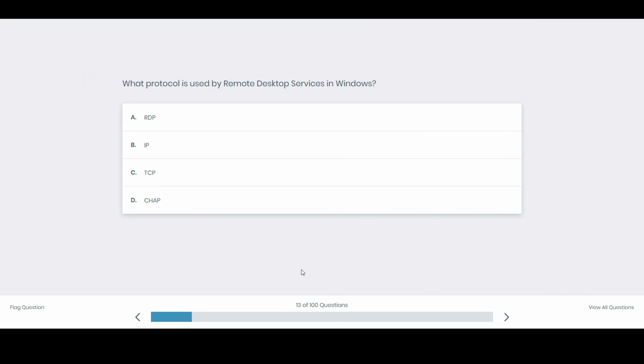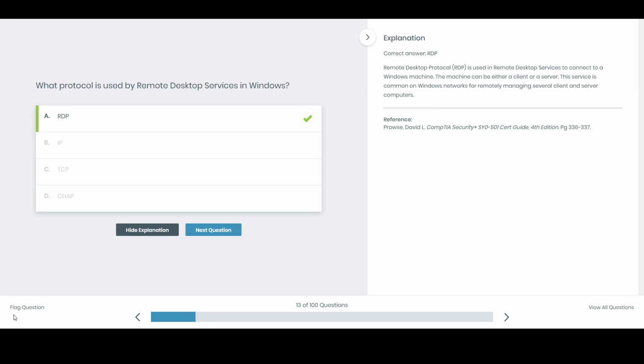Yeah. What protocol is used by Remote Desktop Service in Windows? RDP, Remote Desktop Protocol. What protocol is used by Remote Desktop Service in Windows? Let's pick this one. To be honest, I don't know the answer, but this is between the RDP and D. Let's try A. Yes, I'm correct. So Remote Desktop Protocol is used by Remote Desktop Service to connect to a Windows machine.